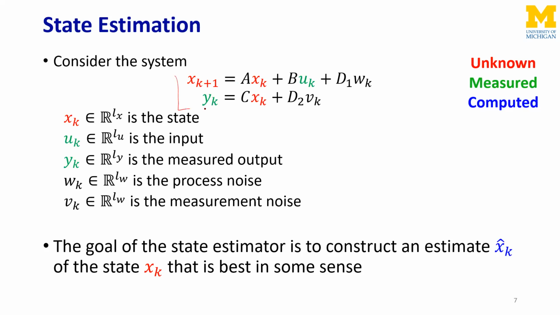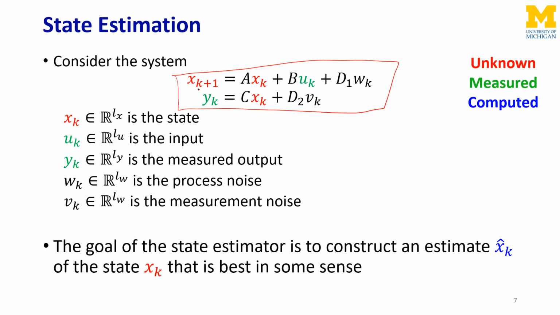This is an LTI system. The state x is an Lx dimensional vector. That's what we are trying to estimate. Okay, by the way, I'll try to use this color scheme mostly in the slides. When you see something in red, it means that it is unknown, and that's what we want. If it is in green, then it is measured. And if it is in blue, it is something that we compute on a digital computer. Okay, anyways, back to this.